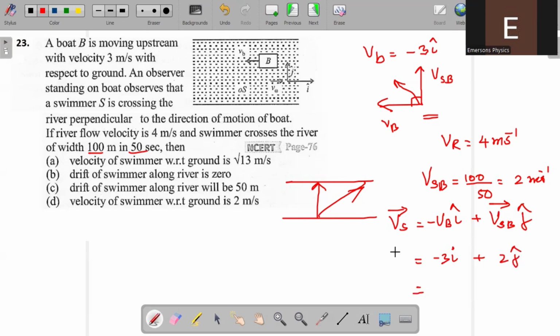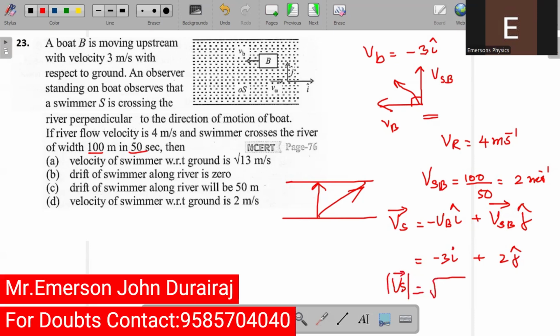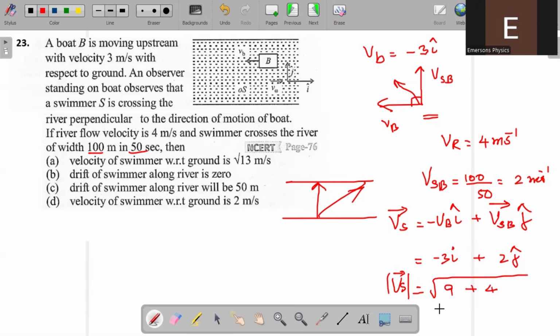Now what should you take? If you take the magnitude of the velocity of the swimmer, it is root of 9 plus 4, which is equal to root 13. Root 13 meters per second is the answer. The velocity of the swimmer with respect to the ground is root 13 meters per second.